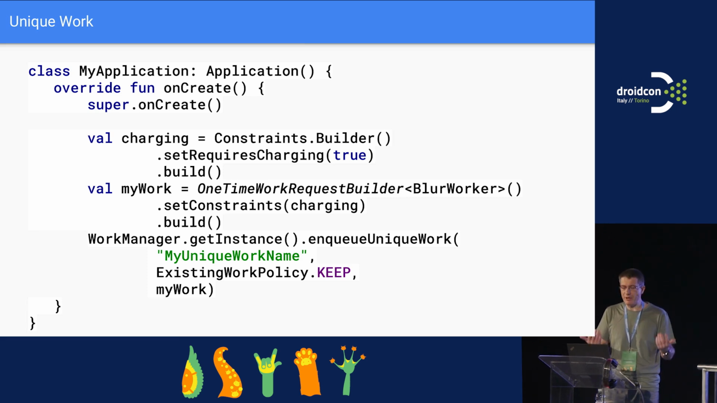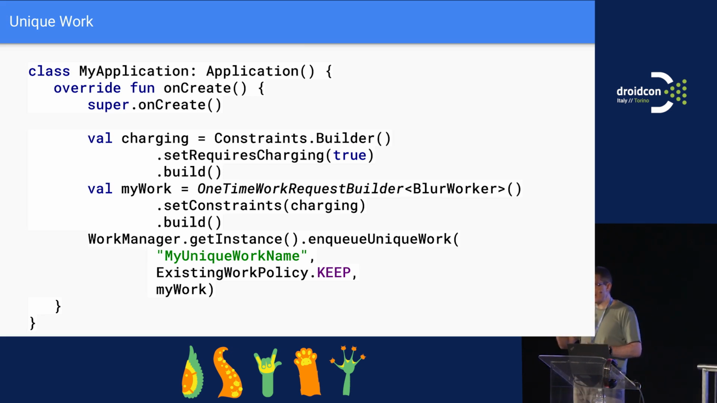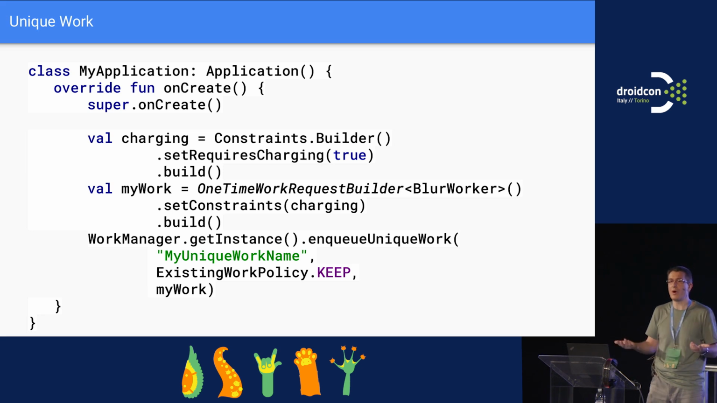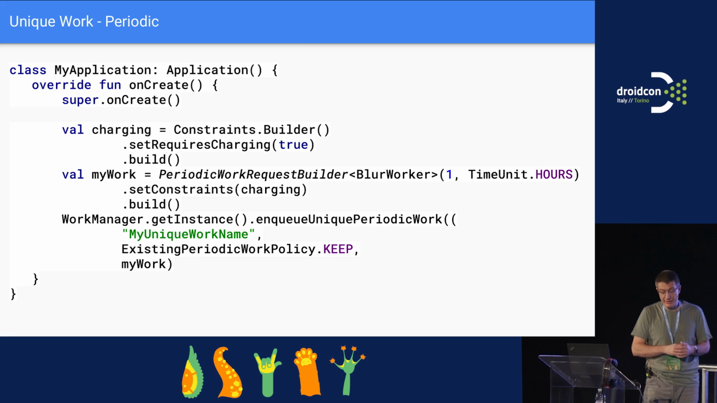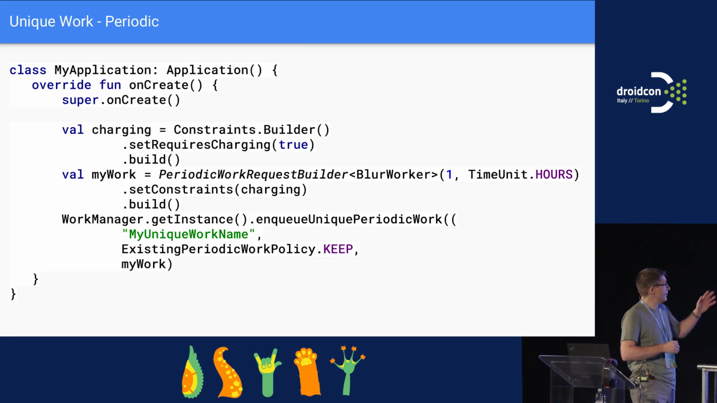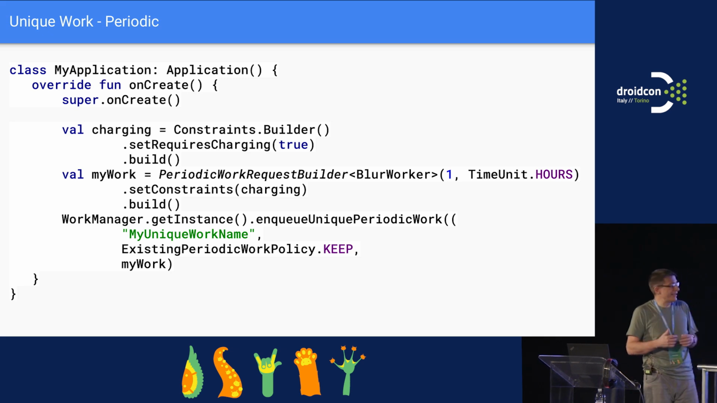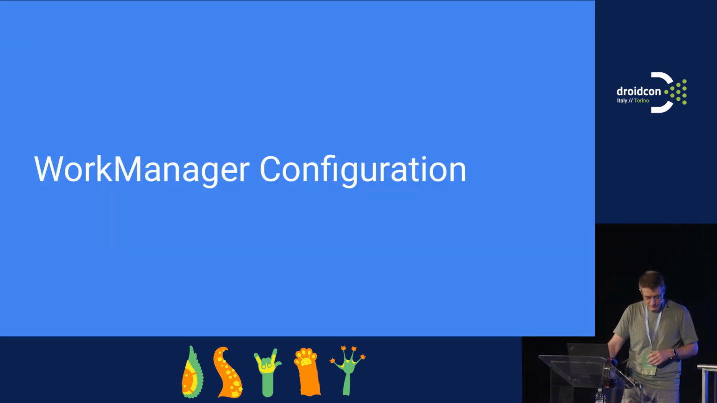This means that, for example, if you have a constraint of charging and the device has not been charged for the last 3 times that you enqueued this job, next time that you put the device on charging, all the 3 requests are going to be executed, and you are going to wonder why it's executing multiple times. The same for periodic workers. In this case, it's a different method name for periodic workers, and it's a different work policy, the periodic work policy. Still KEEP or REPLACE, but it's a different class name.